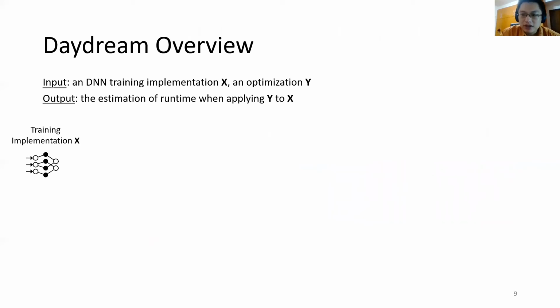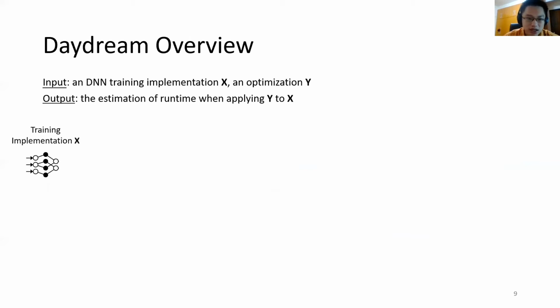So before we dive into how Daydream addresses this challenge, let's first go through Daydream's workflow. The system takes two inputs. The first one is a DNN training implementation X, and the second one is an optimization Y. And it outputs the estimation of runtime when applying Y to X.